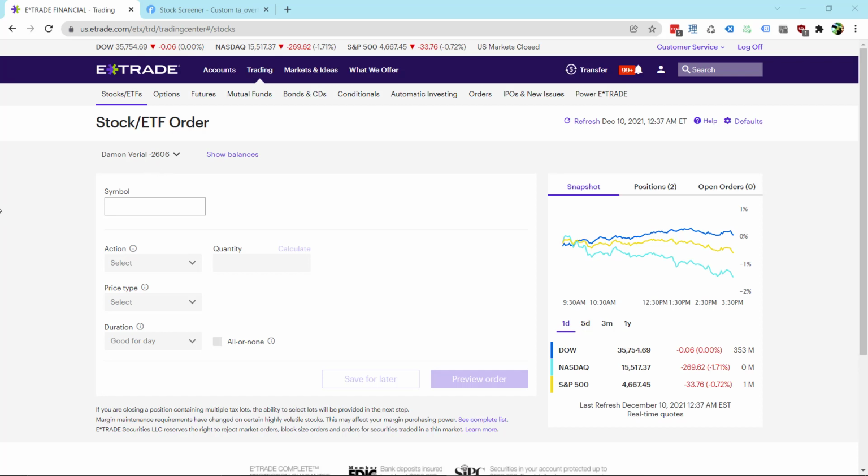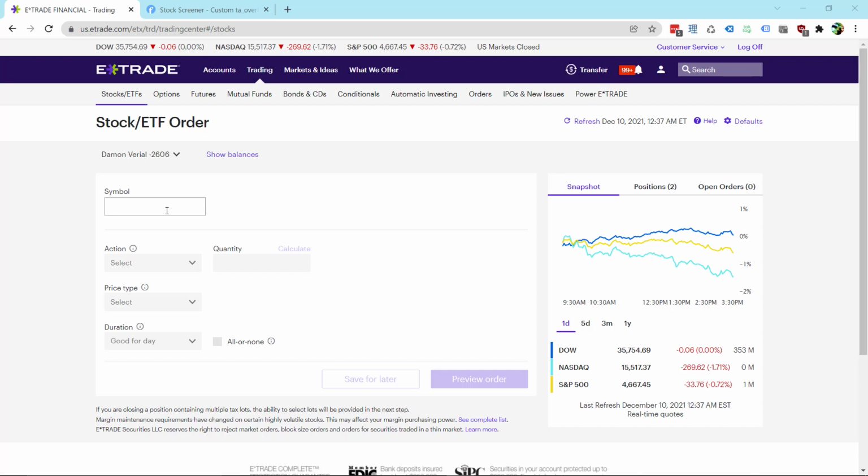And that's exactly what we're doing right now. So we're going to start with the Etrade browser. You log into your Etrade, you click on trading right here, and then you click on stock/ETFs. If you don't know, ETFs are exchange traded funds. It's essentially buying a basket of stocks instead of just buying one stock. Now, here's what we're going to start with.